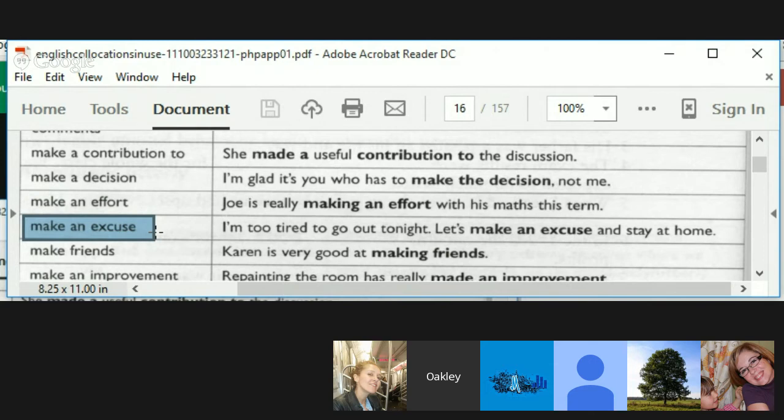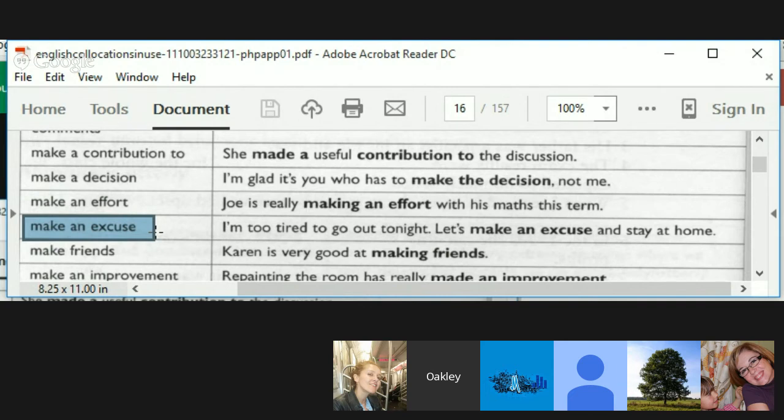My question is, could I say I made an apology? Yes, you can. Anna, you said I had to make an apologies. Of course, you can't use a or an with a plural, ever. So that was one small mistake that Anna made.